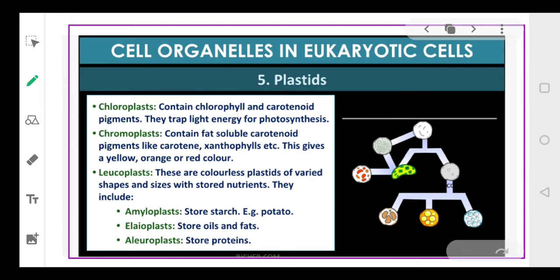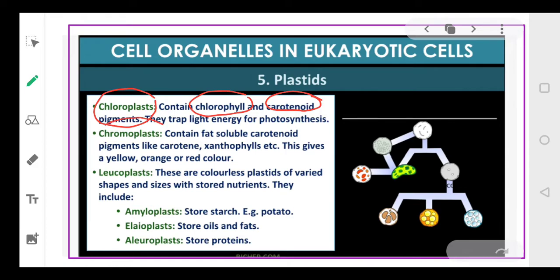Now let's talk about the chloroplast first. Chloroplasts are the plastids that contain chlorophyll. They contain chlorophyll and also some carotenoid pigments. Both these pigments help in trapping the sunlight, which is essential for photosynthesis. Together these two pigments capture sunlight in plants, for photosynthesis, which is the process by which plants make their food. So basically chloroplasts help in photosynthesis and capture the sunlight.